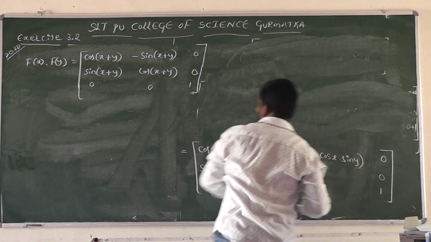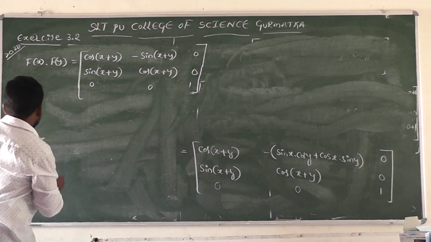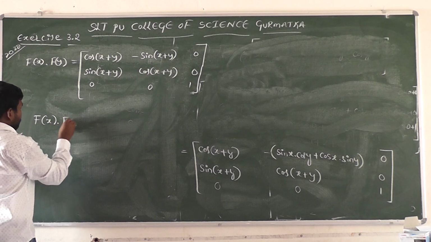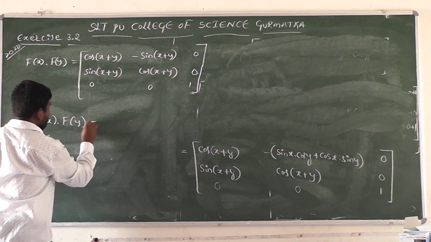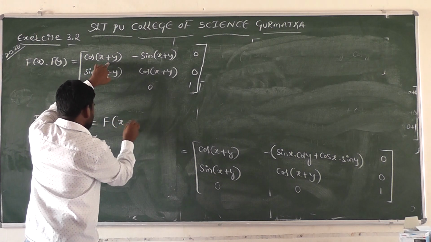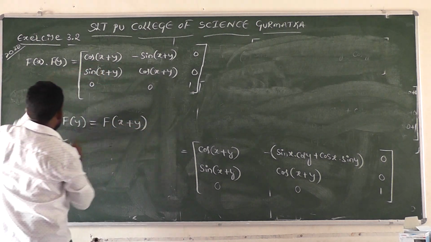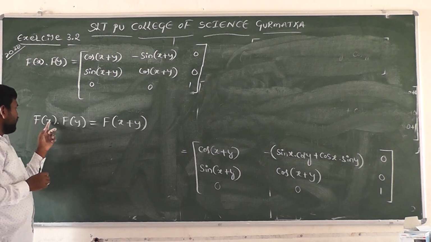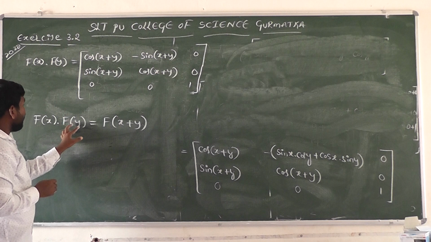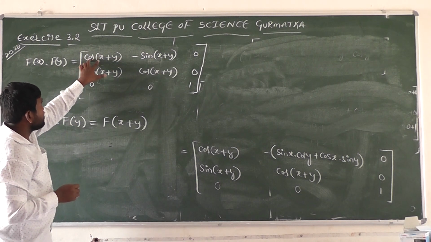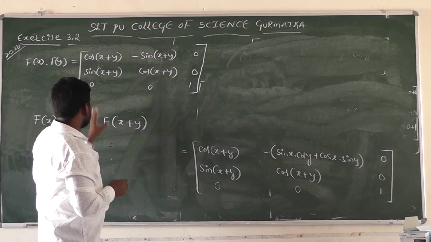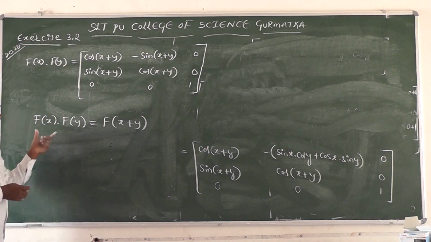And what we have to prove here? F of x into f of y is equal to f of y. It is equal to what here? F of x plus y. Right? Both functions here. F of x plus y. Right? Then function x here and this one function y here. Right? Then both are cos x plus y, minus sin x plus y, 0, sin x plus y, cos x plus y, 0, 0, 1. Right? This is the proof here.